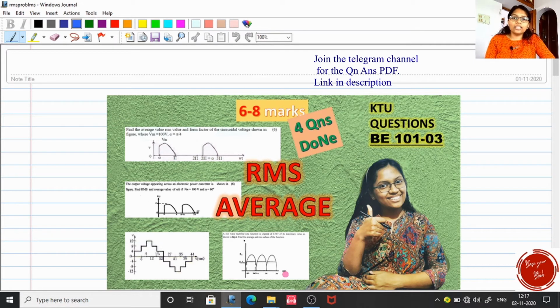So these four circuits which you can see here are taken from different KTU question papers of the subject BE101-03. So let's start the video.